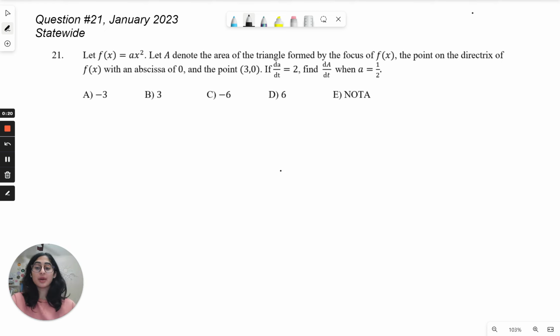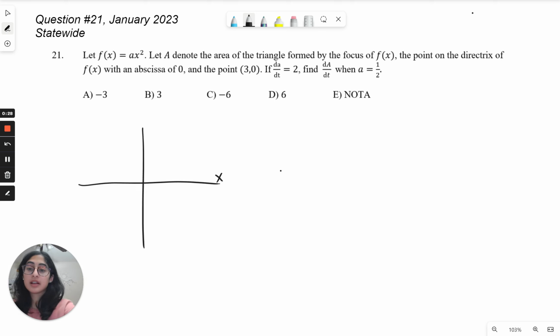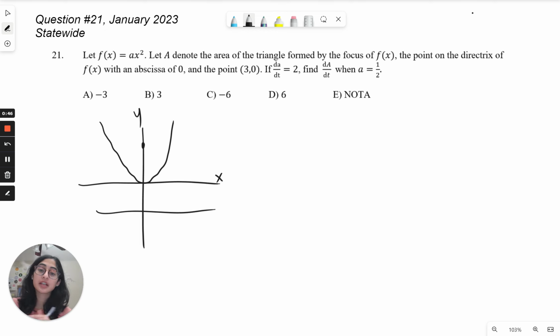So the first thing I want to do is just draw this function out to help visualize it. So we have our xy plane, and then the function, it's just ax squared, so it's not vertically or horizontally shifted by anything. So it's going to look something like this, but less shaky, of course. And then we have a directrix down here and a focus up here. And A is the area of the triangle formed by the focus, the directrix, the point on the directrix with an abscissa of 0, so right there, and the point (3, 0), which let's say is right there.